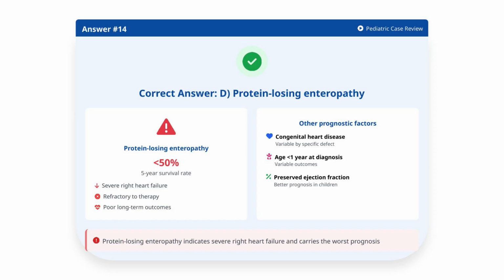This complication indicates severe right heart failure and carries a poor prognosis with 5-year survival rates below 50%. While young age at diagnosis and certain congenital heart diseases can have poor outcomes, they are highly variable based on specific conditions and interventions. Heart failure with preserved ejection fraction typically has a better prognosis than reduced ejection fraction in children, unlike in adults where they may be similar.